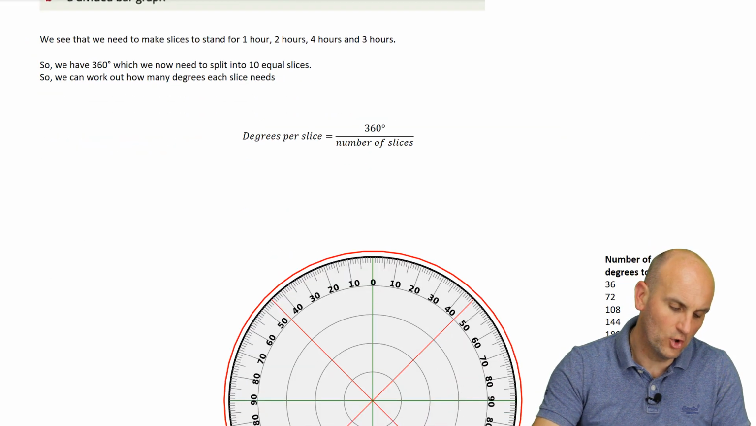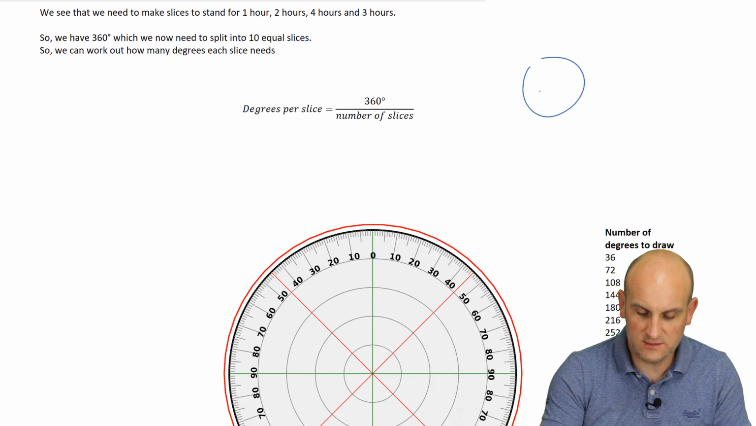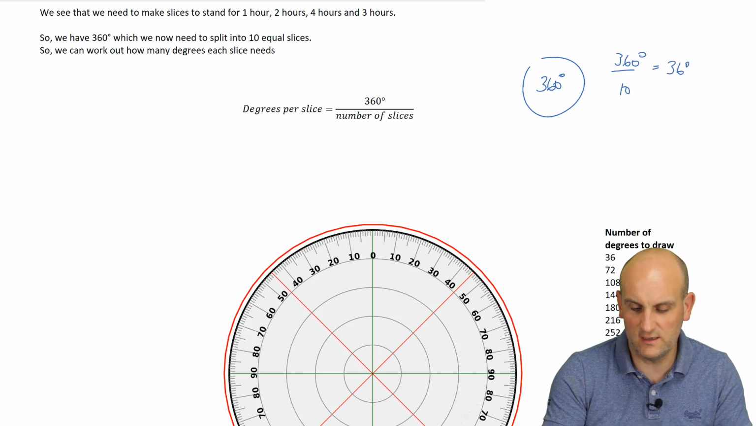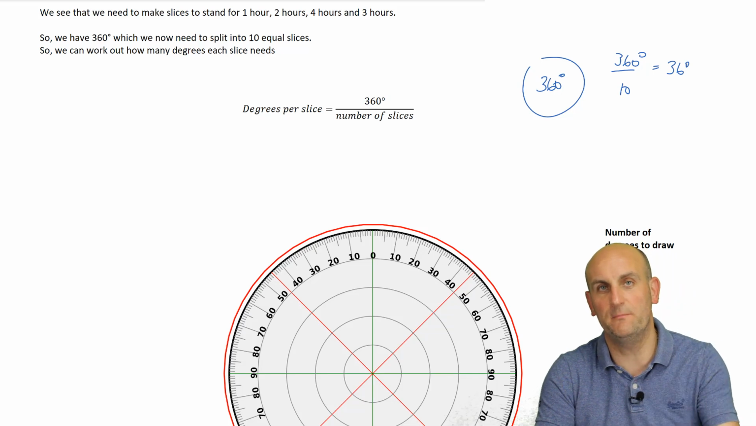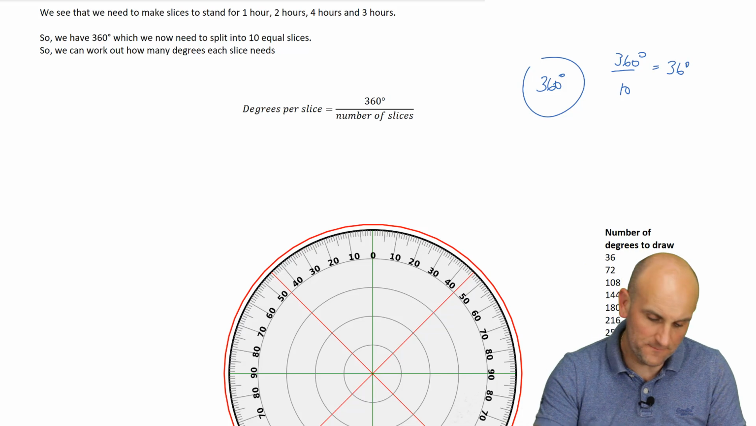Okay, so 10 hours, and we know that the circle has 360 degrees. So 360 degrees divided by 10 gives me 36 degrees. Now that means I'm going to split my pie chart into 10 equal sections. Happy with that so far?